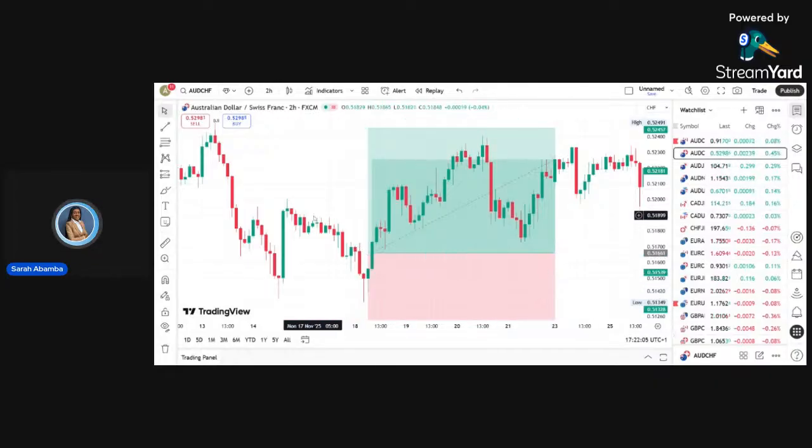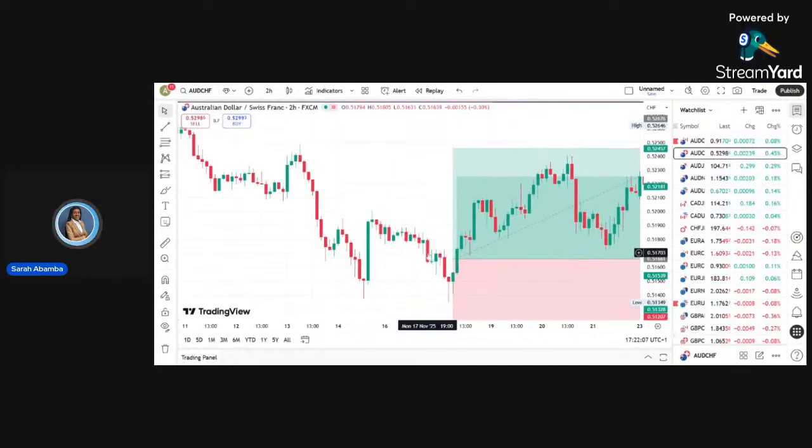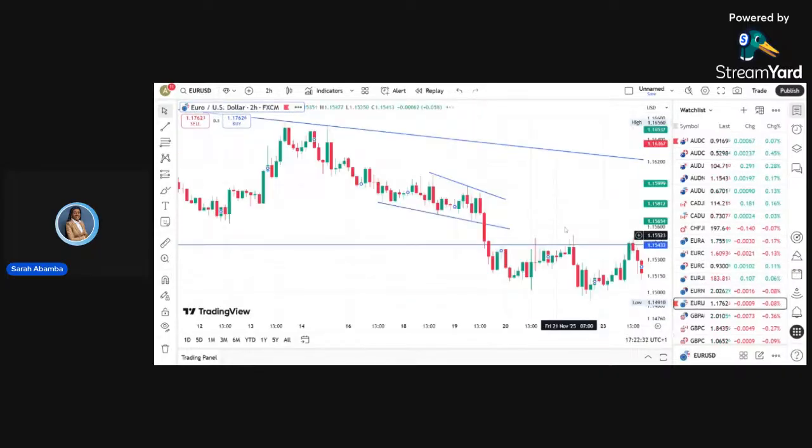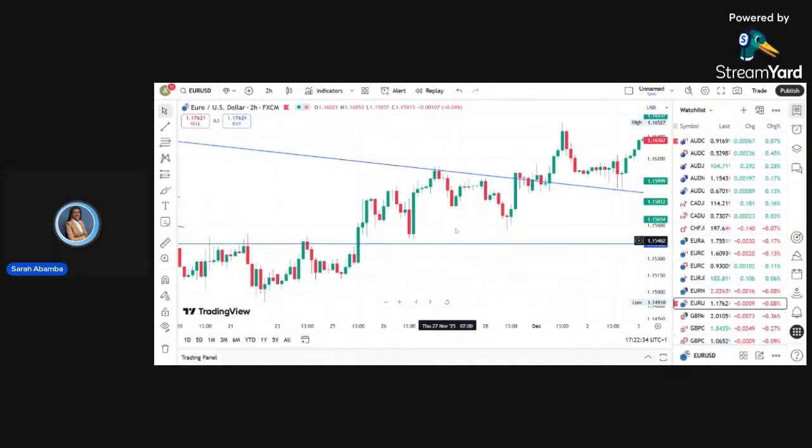Okay, so this is what a pin bar looks like. Please, if you have any concerns, let me know. Is this pin bar clear? Let me know before I go to the next one. I'm waiting for your feedback.